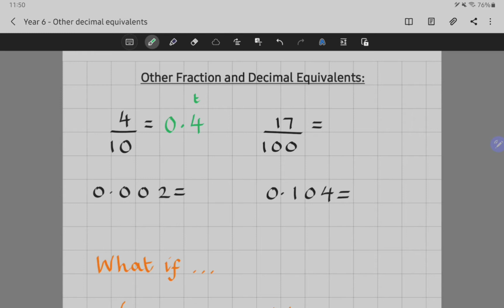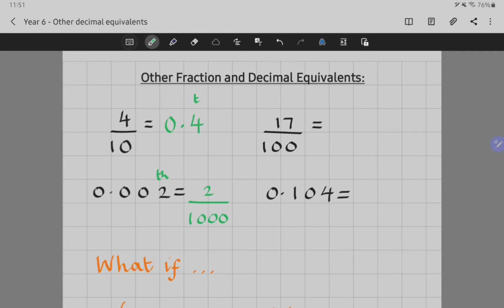What about 0.002? What column is that 2 in? What's its place value? That 2 is in the thousandths column, so that tells me what my denominator is going to be: 1000. How many have I got? I've got 2 of them, so that's 2 thousandths. What about the other 2? Have a go at those before I do.